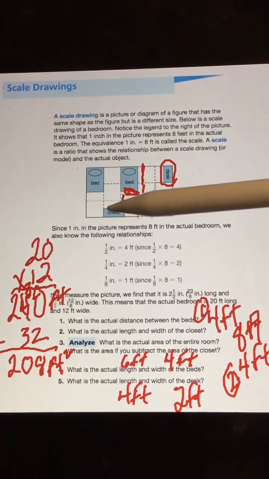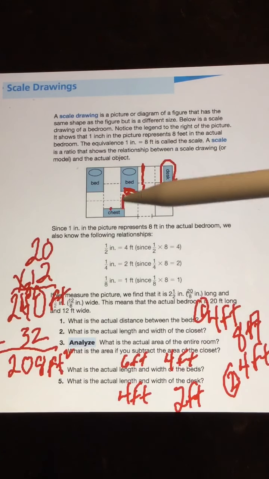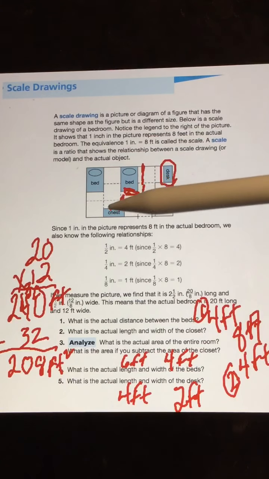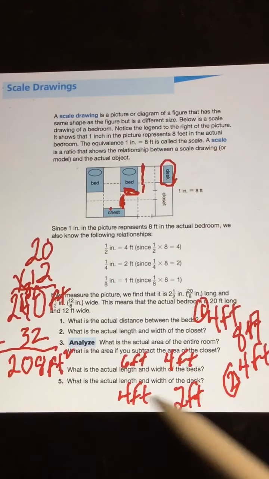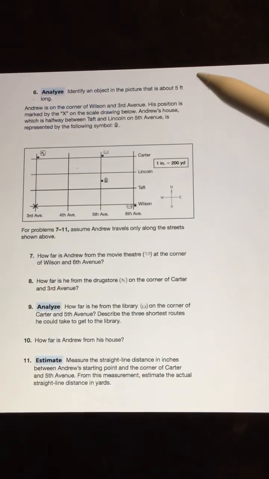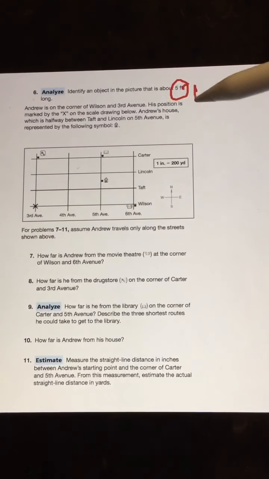The chest is a little over the 4 feet, so we put that as 5 feet. All right, so it's about 5 feet. All right, the chest is about 5 feet, correct? The chest. All right, next.